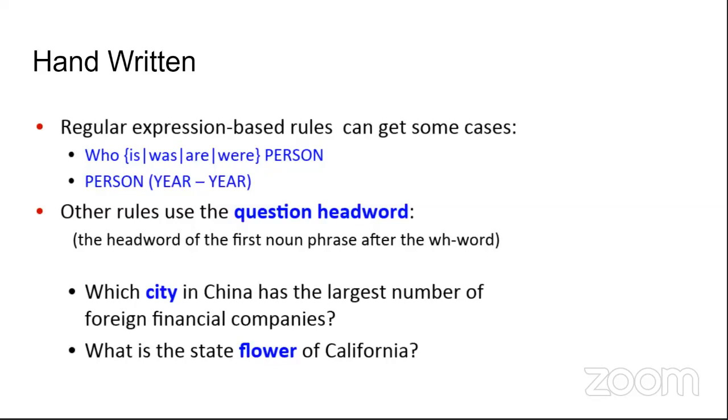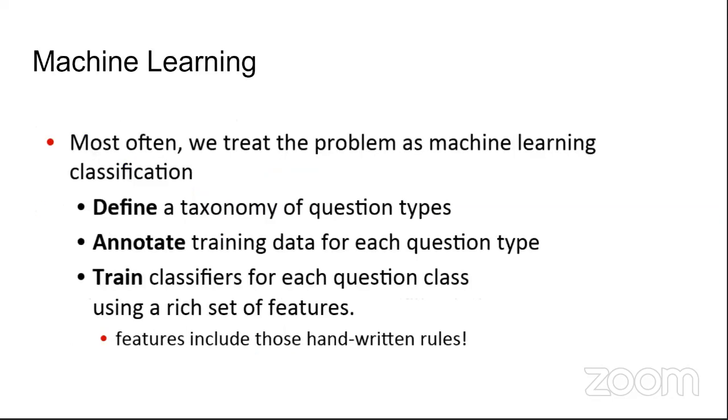But again, the problem with any handwritten or rule-based method is that you will have to type in or code in all the rules that are possible. That is why these systems fail, and that is why they have considerably gone out of fashion. Then comes in machine learning. So most often you treat the problem of answer type detection as a classification problem.